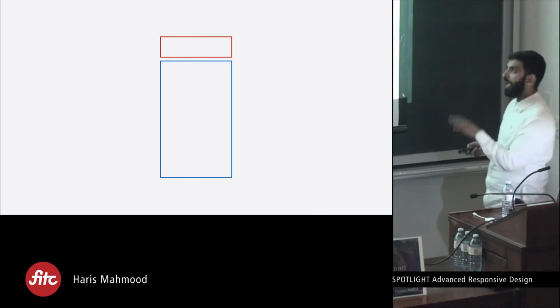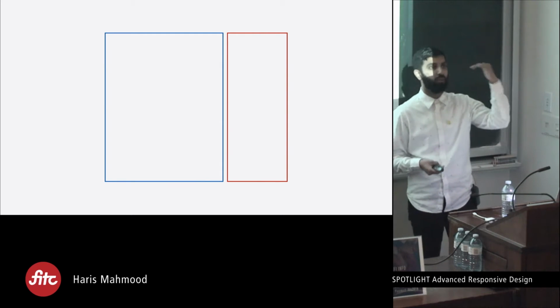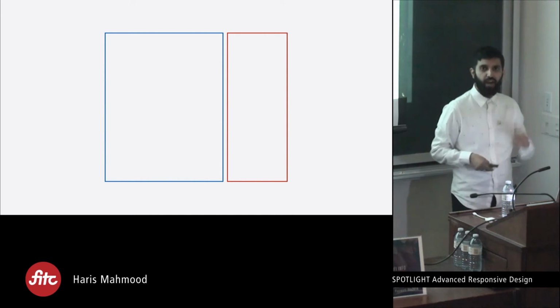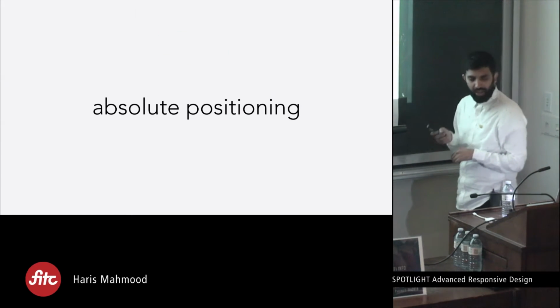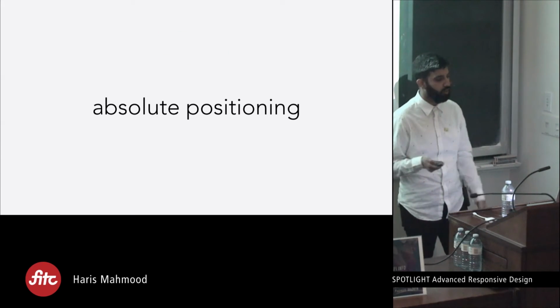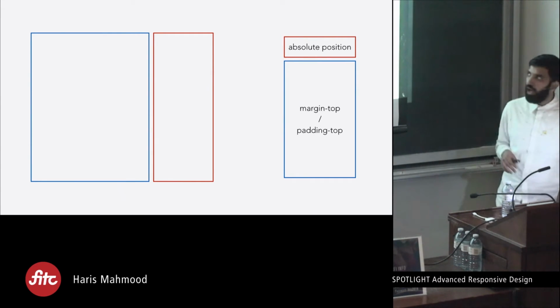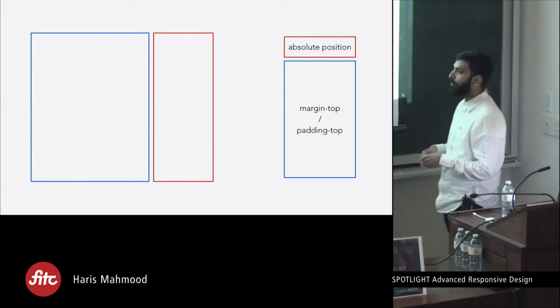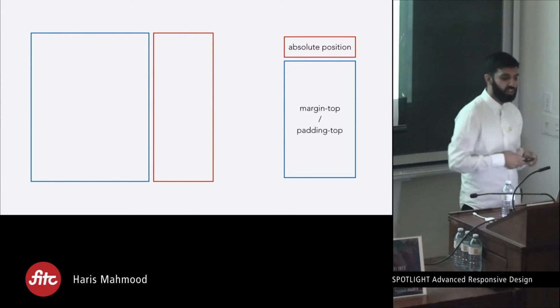Now, if you look at the DOM, the HTML is going to have that main section appear first, and then we'll have that sidebar. So how do we achieve this layout? The first option is by using absolute positioning. What you'll end up doing is you'll absolutely position that sidebar, stick it to the top, and then apply a margin top or a padding top to that main section to compensate for that absolutely positioned item.